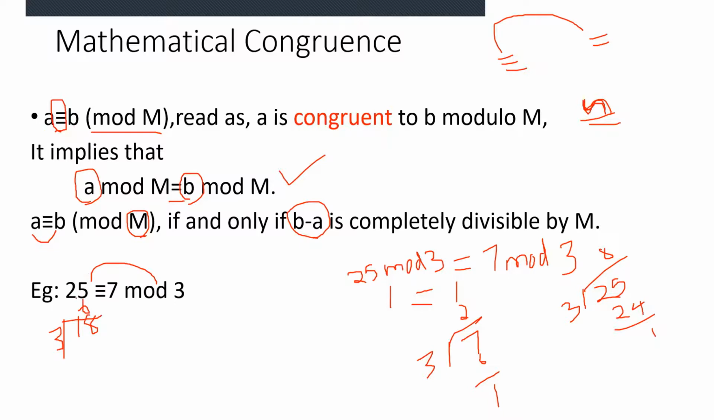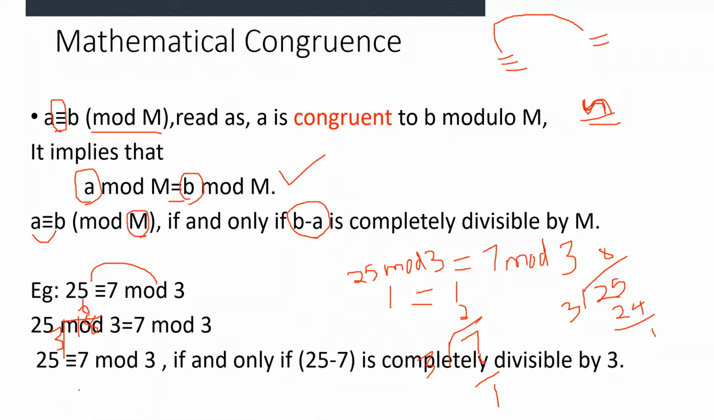Here in our example, 25 is congruent to 7 if it satisfies these two conditions. That is, if 25 mod 3 is equal to 7 mod 3 and if B minus A is completely divisible by N. So I hope it is clear now. If you are able to find these two, then you can write it with a congruent symbol. This is known as mathematical congruence.